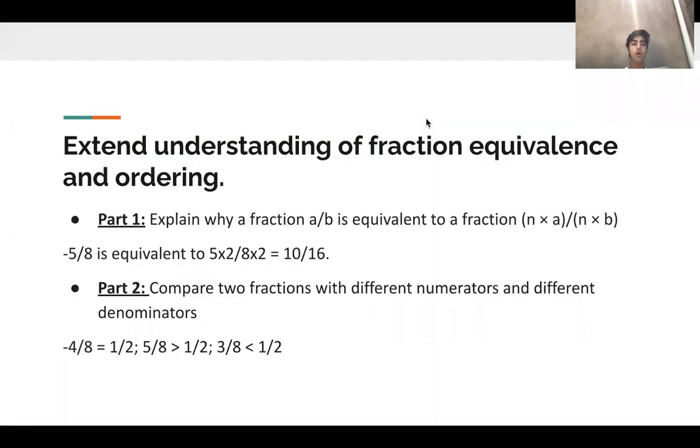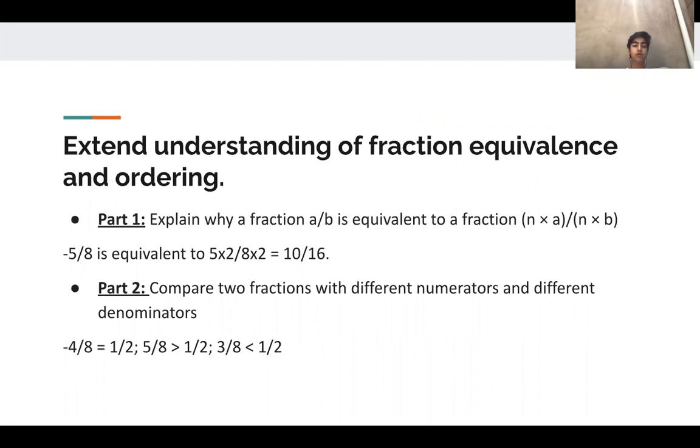So let's start by extending our understanding of fraction equivalence and ordering. Okay, what does this mean? Let's go to the first part here. You have to understand and know how to explain why a fraction such as a over b is equivalent to another fraction. If I multiply the a by a certain number, then multiply that same number to b, how is that going to change the equivalence? Well, actually, it doesn't change the equivalence at all.